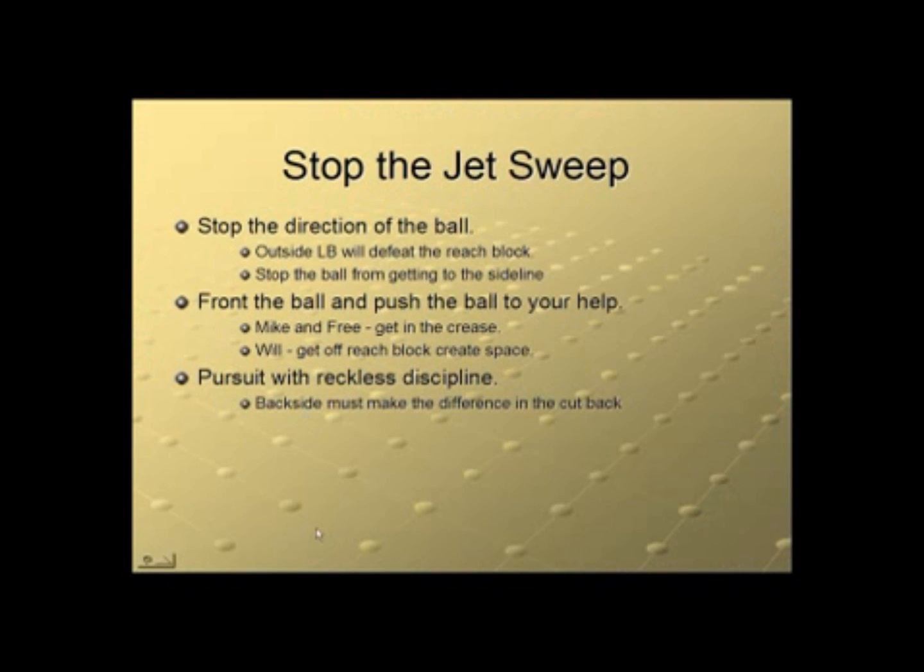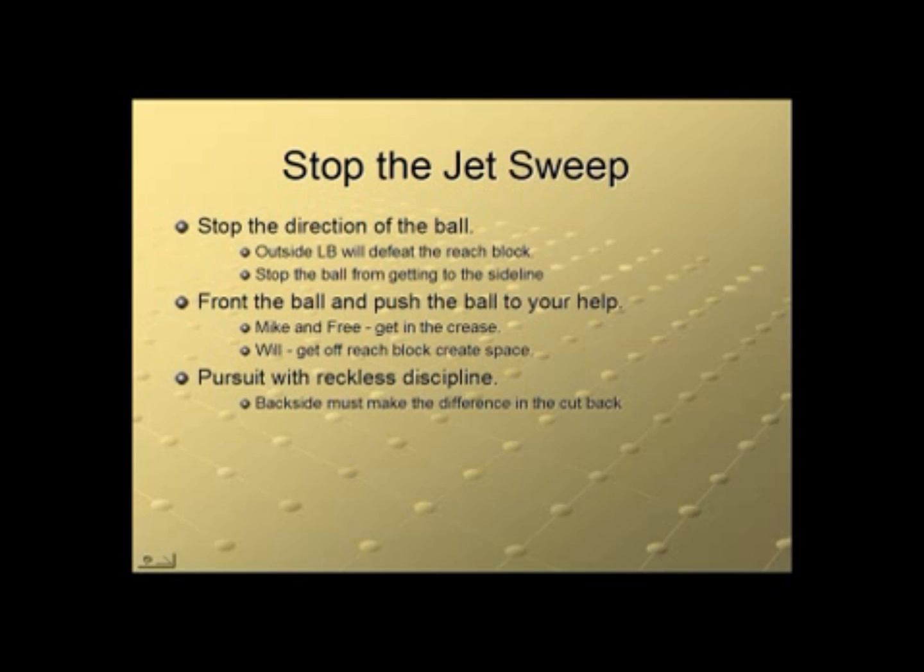Now, jet sweep. I don't know if you guys see a lot of jet sweep. We started to see some jet sweep and some of the rocket and stuff. They want to take that ball and get it to the flank, to the numbers. Our outside linebacker is responsible for changing the direction of the ball. We're not going to give them the numbers. Our outside linebacker will defeat the reach block. He's not going to let the ball cross his face. We're going to stop the ball from getting to the sideline.